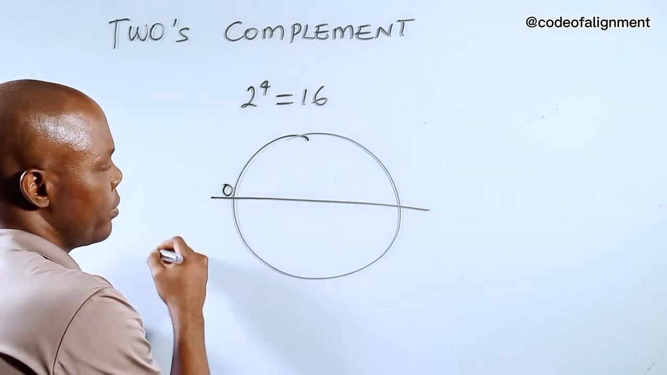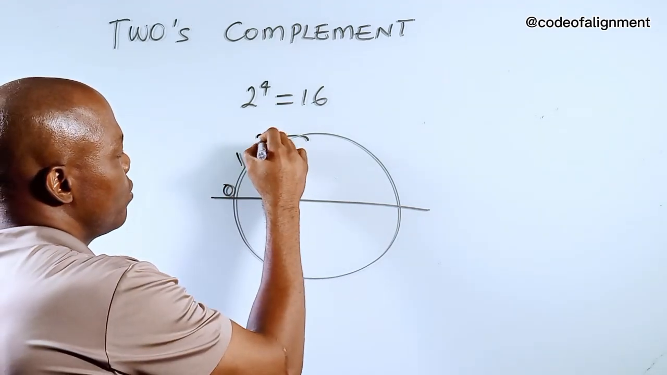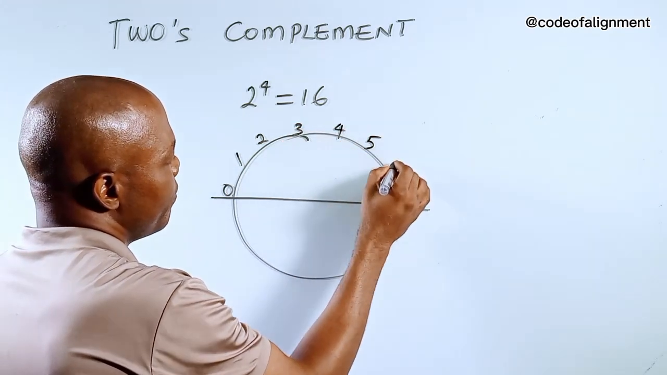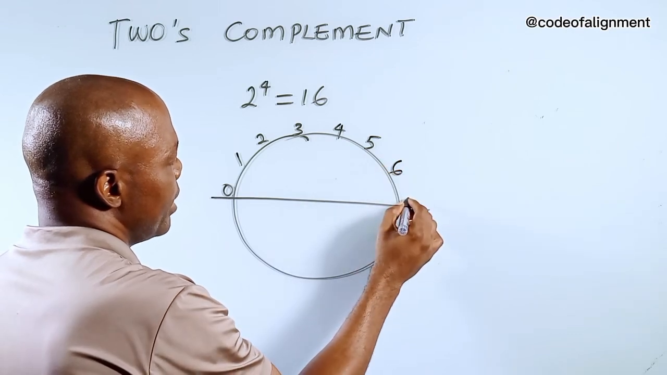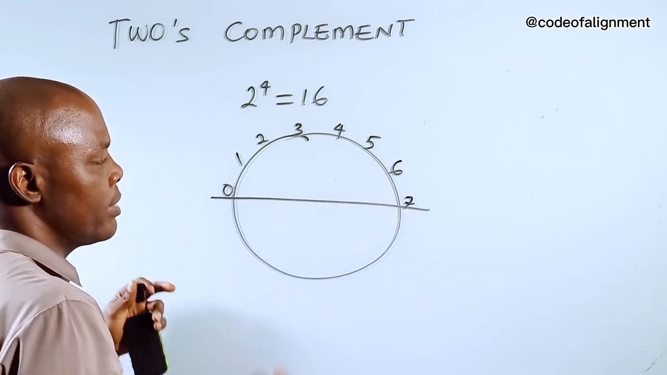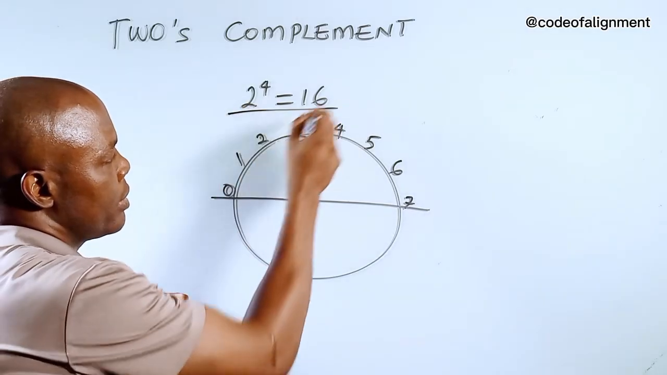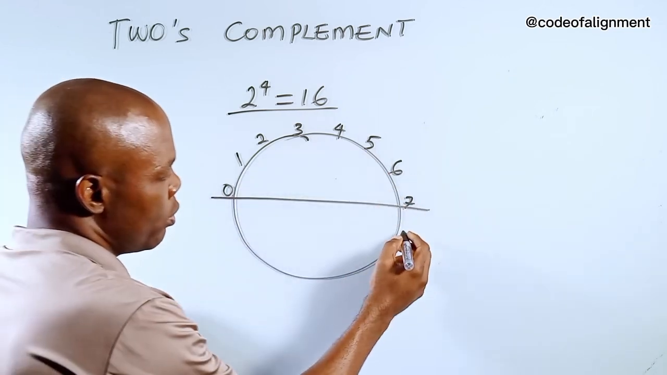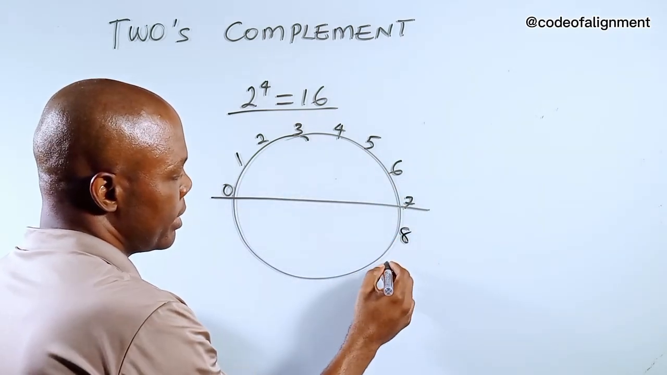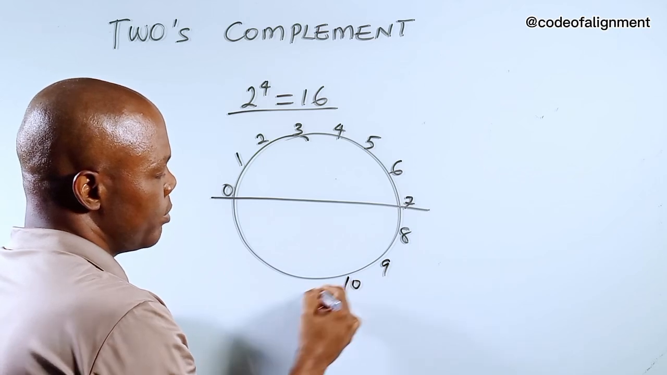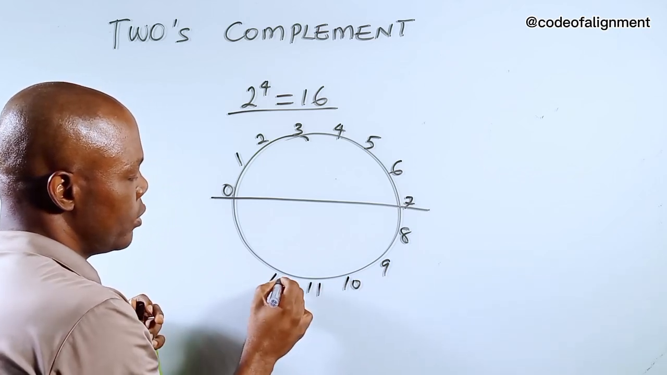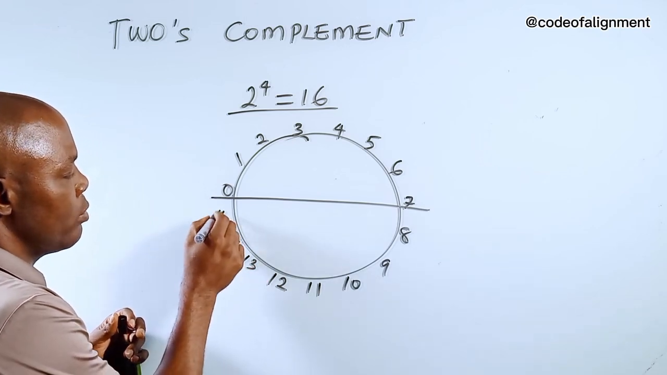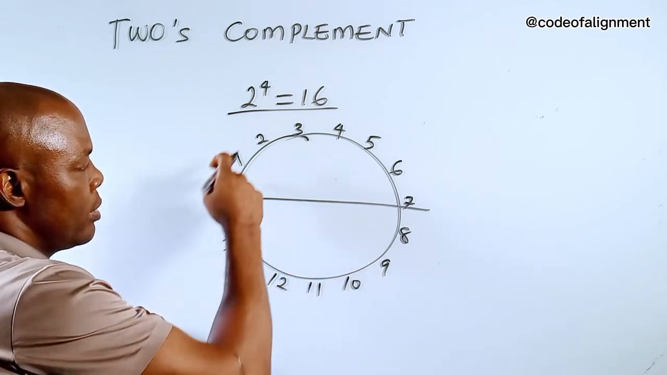So starting from 0, we have 1, 2, 3, 4, 5, 6, and then we have 7, right? And this is 4-bit, representing 16 patterns, 0 to 15. So this will be 8, right? Now this will be 9, this will be 10, 11, 12, 13, 14, and then this will be 15. So 0 to 15.